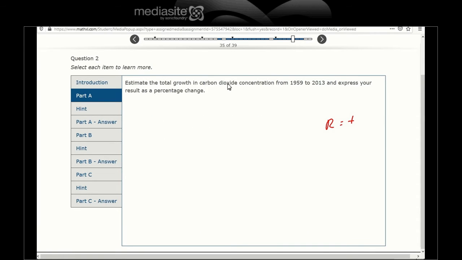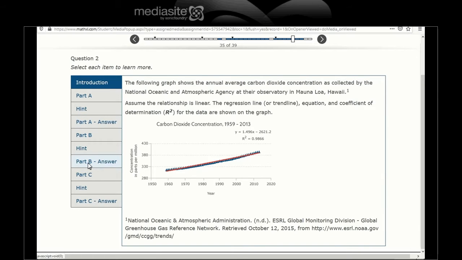Part A, estimate the total growth in CO2 from 1959 to 2013, and express the result as a percentage change. So let's see, looks like we have, can't blow this up, from 2012, looks to be about, I'm going to call it 400. And in 1958, let's call it 310, all right?